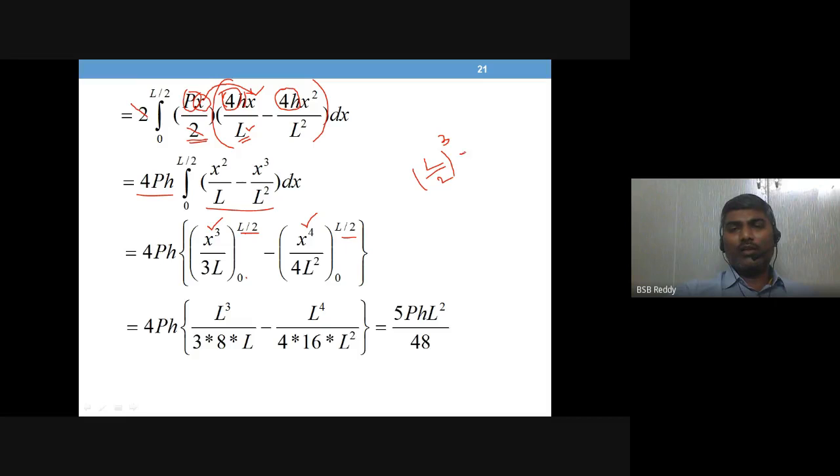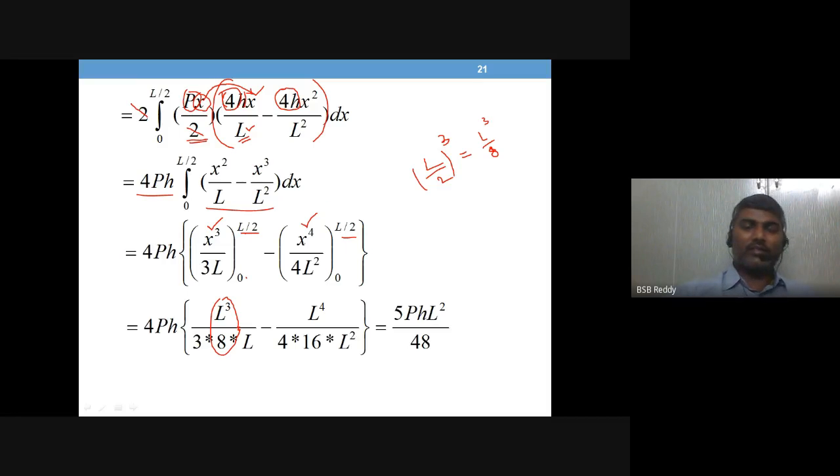So it will be L cube divided by 2 cube. 2 cube is 8. So L cube by 8 is the numerator value, divided by 3L. So L cube by 8 into 3L. Okay. Is it okay?